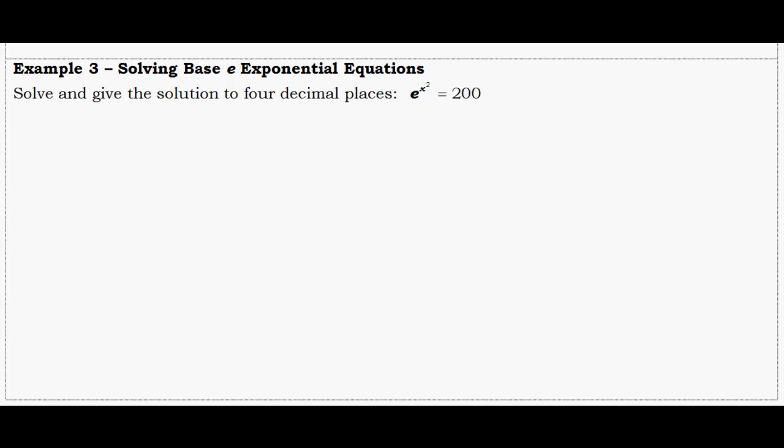All right, so we see that the variable is up here, and to reach it, we have to stand on a log. And this is an environmentally friendly question because it has an e base, natural base, and so we do what to both sides? ln.